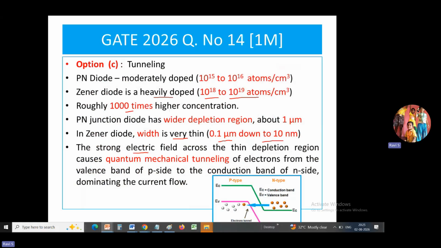Because of the strong electric field we apply to the material, the thin depletion region allows the charge carriers to tunnel through the junction. So under the breakdown region, current tunneling is taking place by electrons and holes from one side of the junction to the other side. If you observe this diagram, electrons are tunneling from the N region into the P region. So in a Zener diode under the breakdown region, tunneling current is the dominant carrier transport mechanism. So option C is correct.